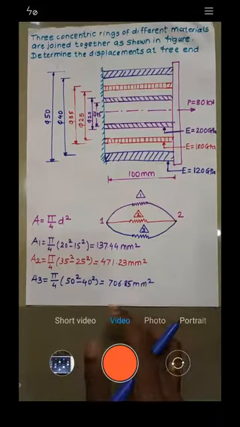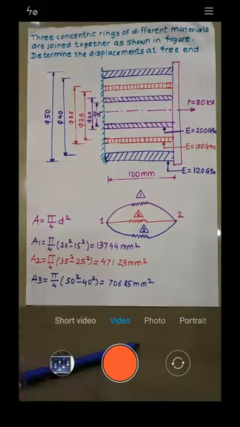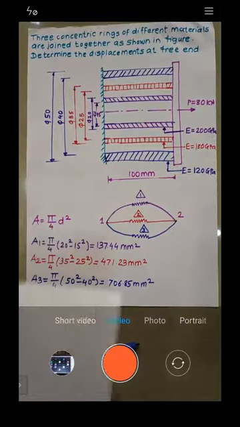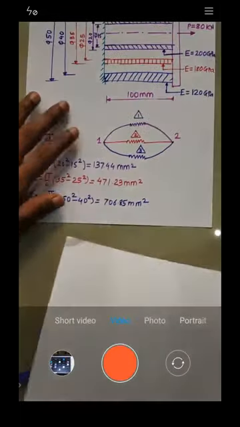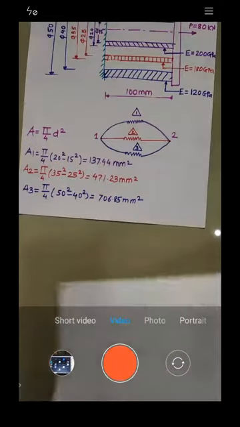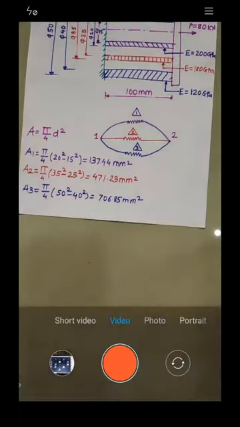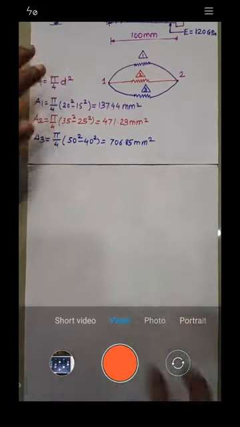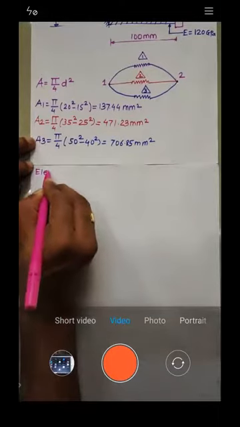So we have A1, A2, and A3. Now the next thing, this is very important. The next thing will be to write down the value of element stiffness matrices. So what is the element stiffness matrix for a bar under axial load? We should be able to write that down. I will write down the element stiffness matrices.